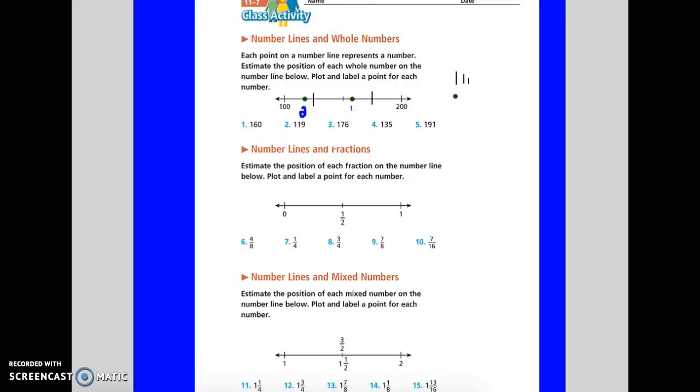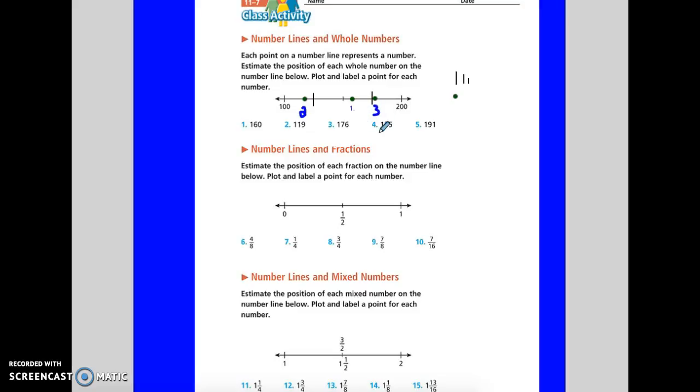176. So using the same strategy, remember we ended up dividing it up by 25. So we had 100, 125, 150, 175. This is 176. So it's going to be right on the other side here of that number. And that's going to be our number 3. Label that number 3.